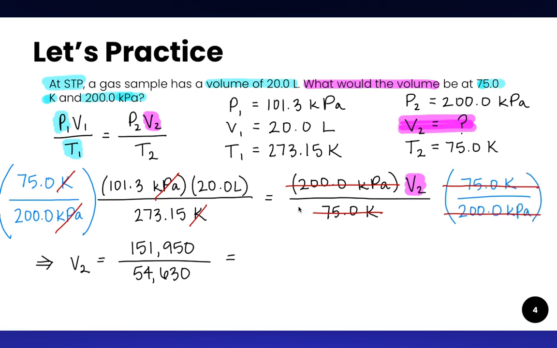When I divide the top by the bottom, I get 2.7814 liters. Now let's check and see. I can use only 3 significant figures. 1, 2, 3, and then the 1 will not affect the 8. So our final answer is 2.78 liters.